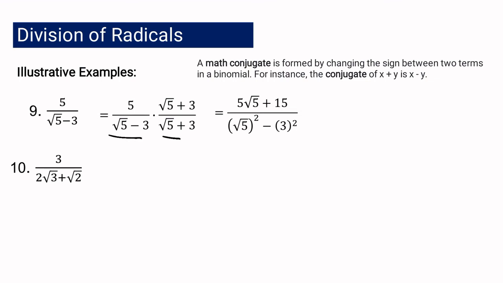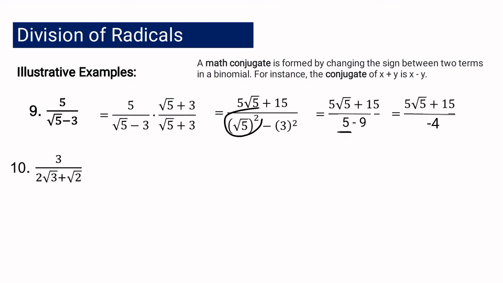And again, kapag sum and difference of two binomial, the rule is, this is your first term, you are going to square the first term. And then minus, and then this is your last term, you are just going to square your last term. Square root of 5 squared is 5, and then 3 squared is 9. You just copy our numerator, and then you simplify 5 minus 9, that is negative 4. So our answer is 5 square root of 5 plus 15 over negative 4.